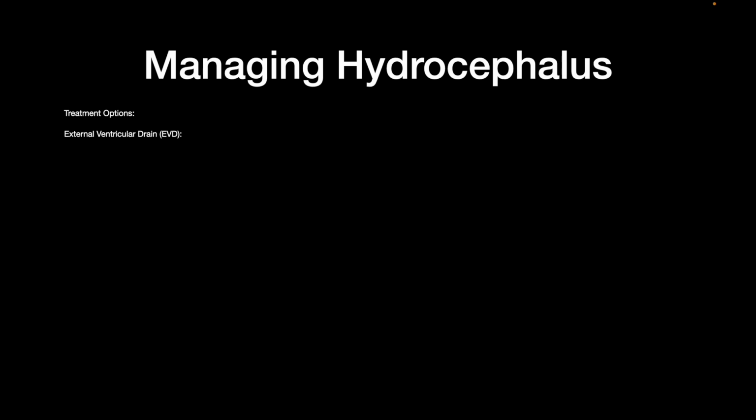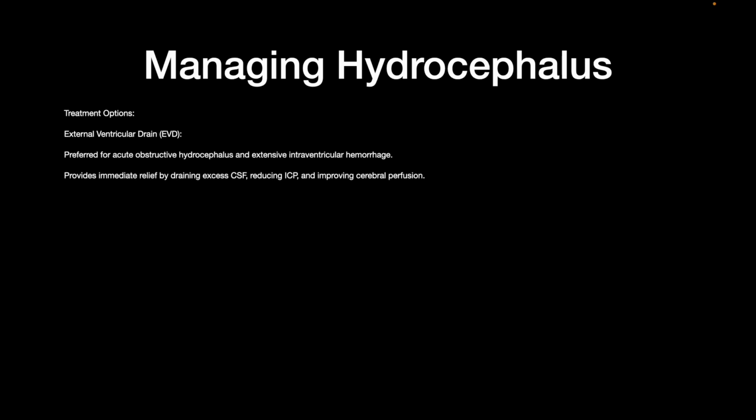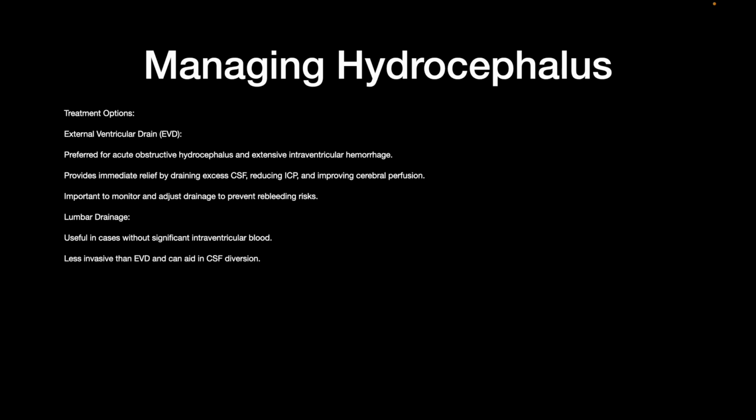Treatment options we have are the EVD, that is you put a drain to drain out the extra fluid, provide immediate relief, and also helps us in measuring the ICP and reducing the ICP. Important to monitor and adjust drainage. Lumbar drainage can also be done. This is useful in cases without significant intraventricular blood, less invasive than EVD.